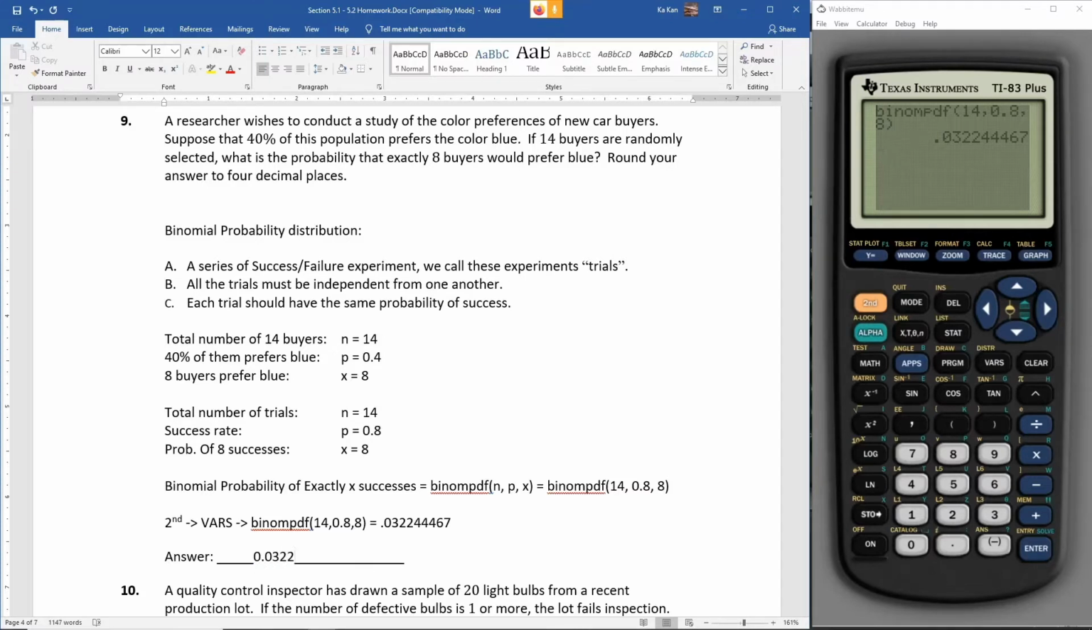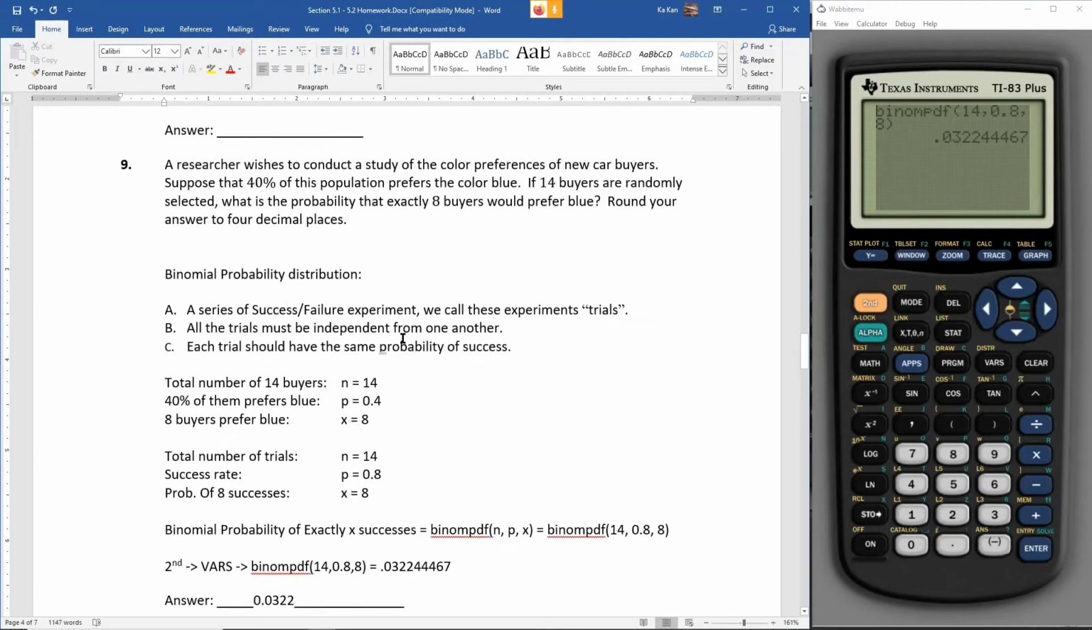So what does that mean? There's a 3.2% chance that of our 14 buyers, 8 of them will prefer blue. Now understand, they are individually independent because you have 14 buyers, you have no idea who they are, you have no idea what the background information is. So you can only go by the population. The population is 40% prefer blue. That is the rule set in stone before they come in. So therefore, their preference for blue is all the same. So there you go. That's the answer to number 9.